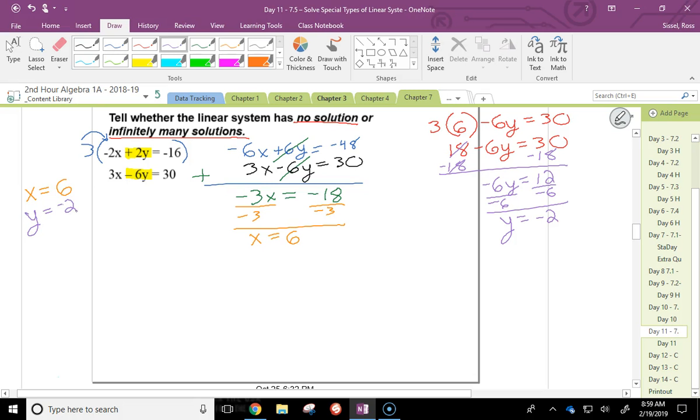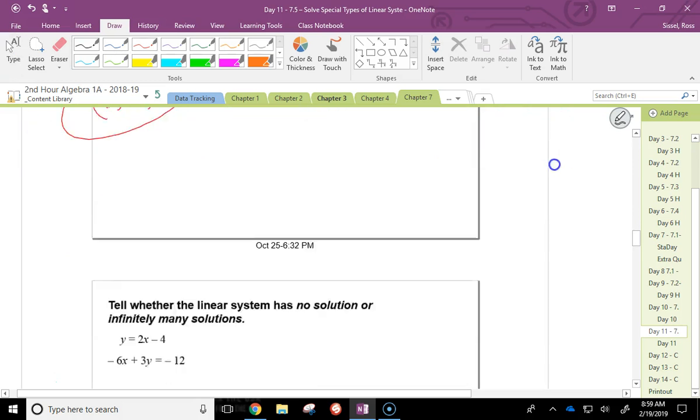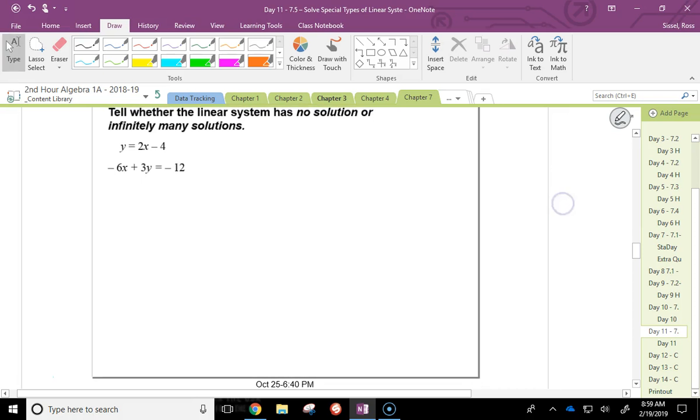So what's my final answer? 6, negative 2. This one had one solution. It was a normal one we were solving. Let's stop there.